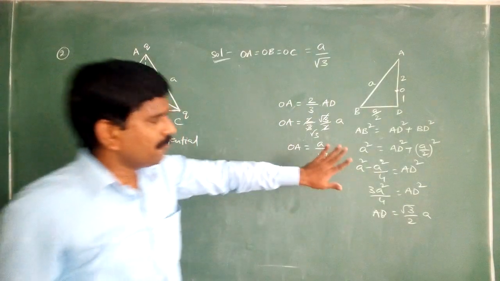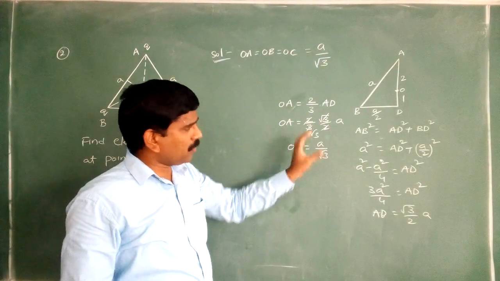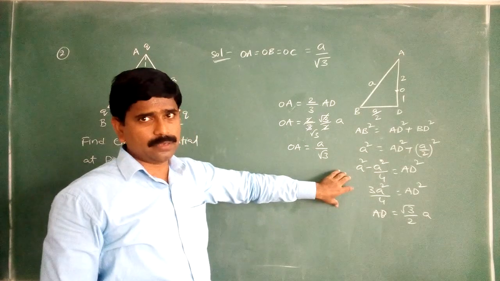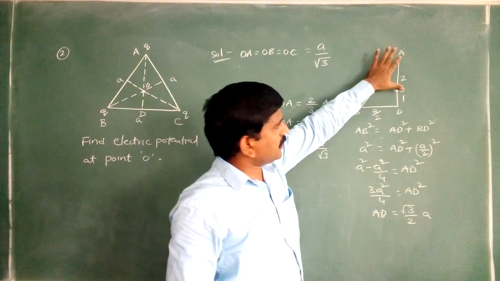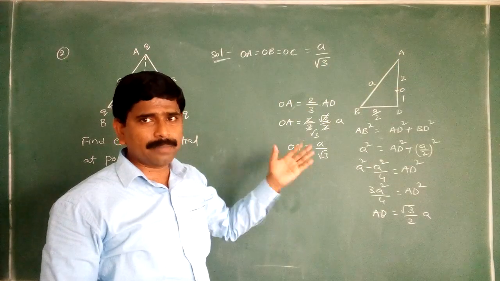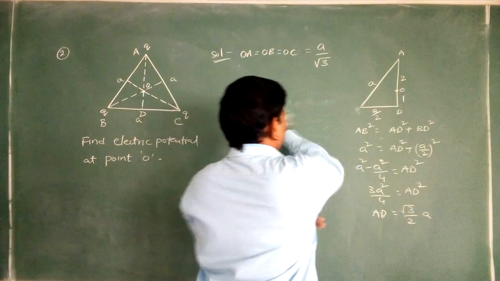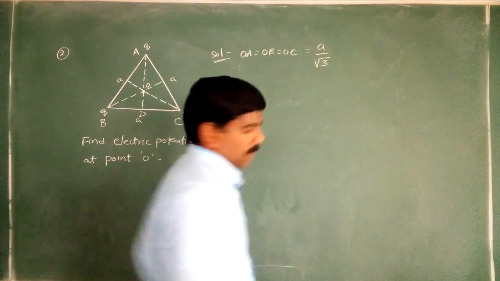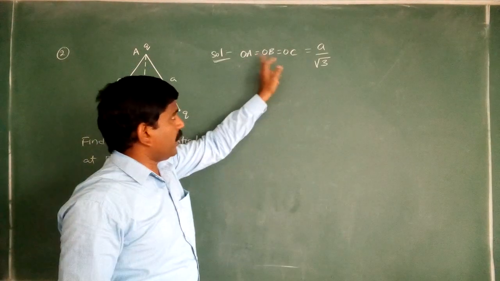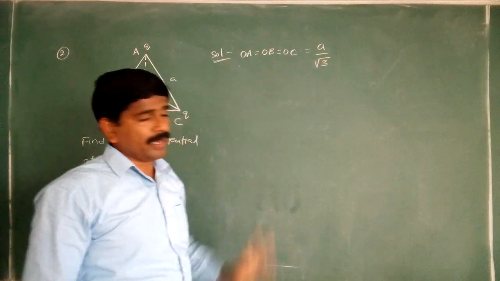I gave that derivation only for clarity. From the exam point of view there is no need, so directly write it: side by root 3. So OA, OB, OC are each equal to A by root 3.